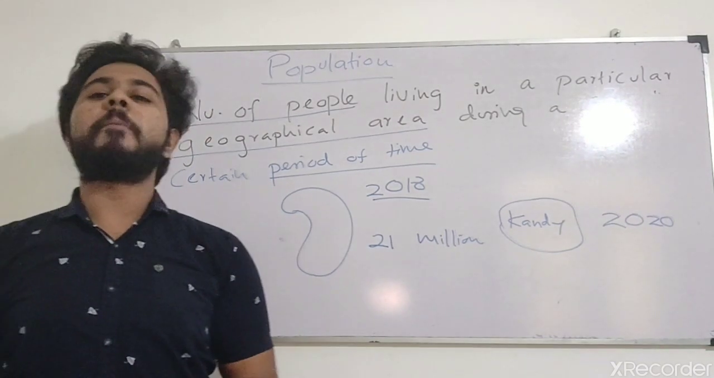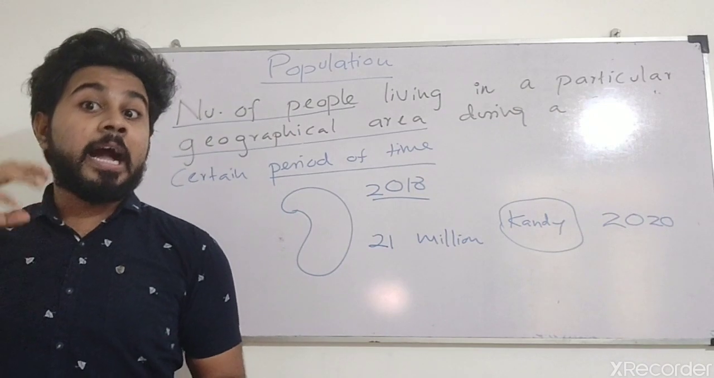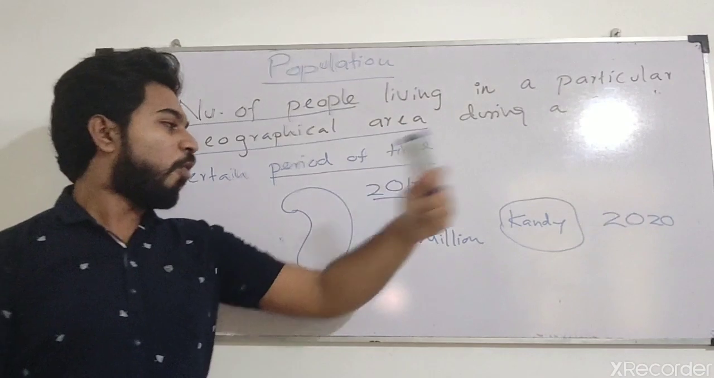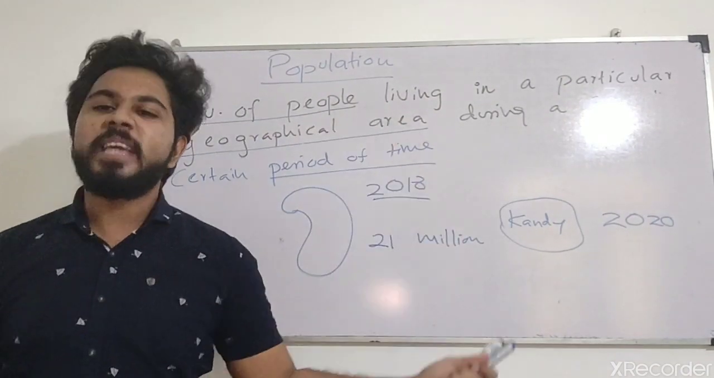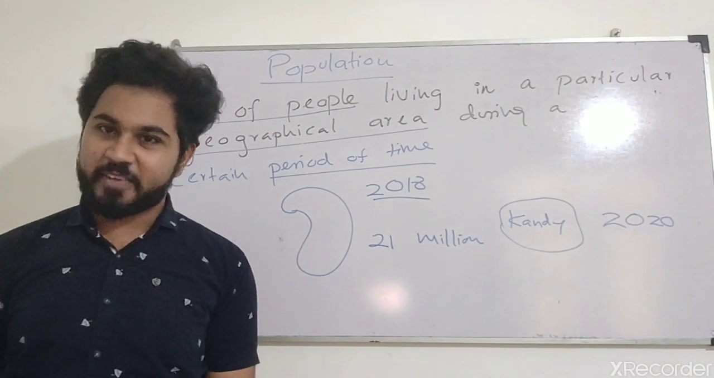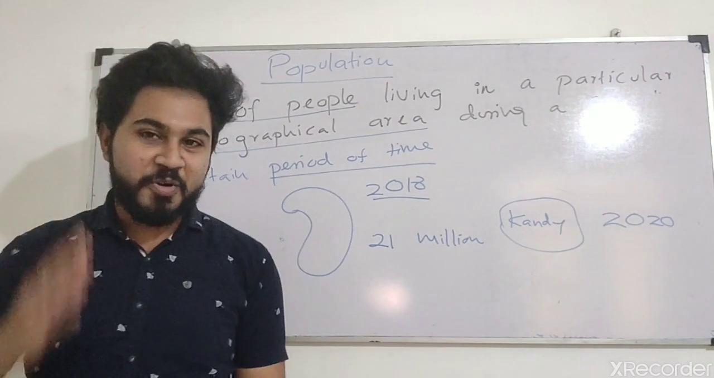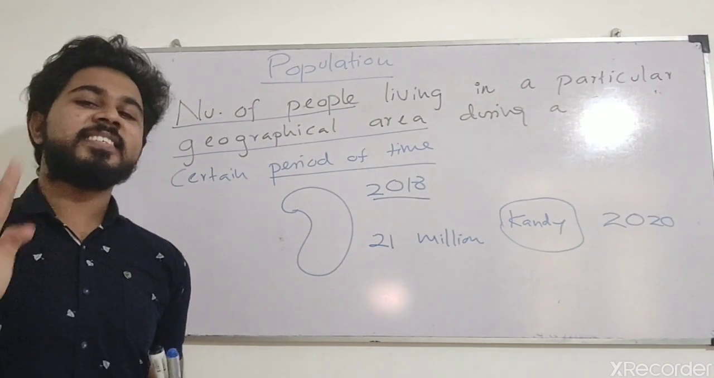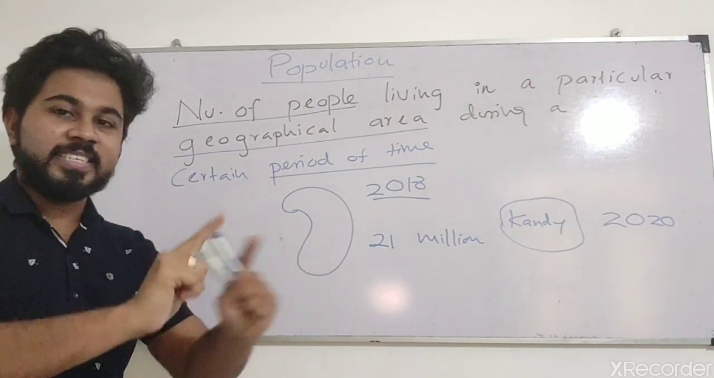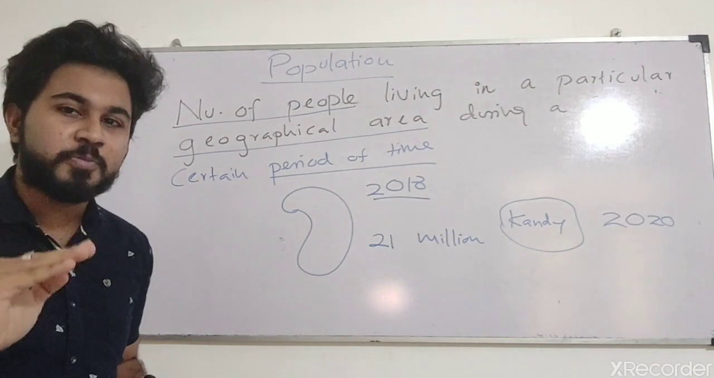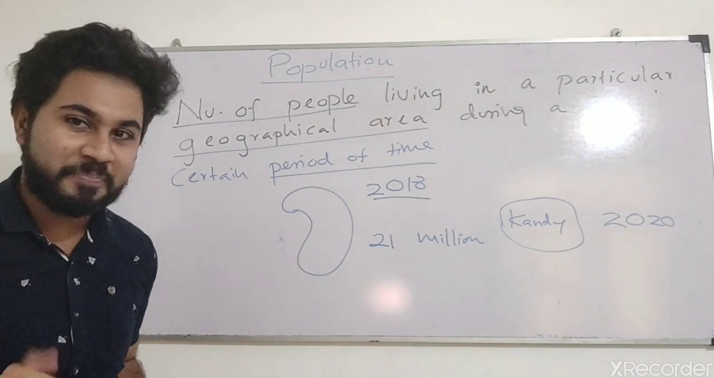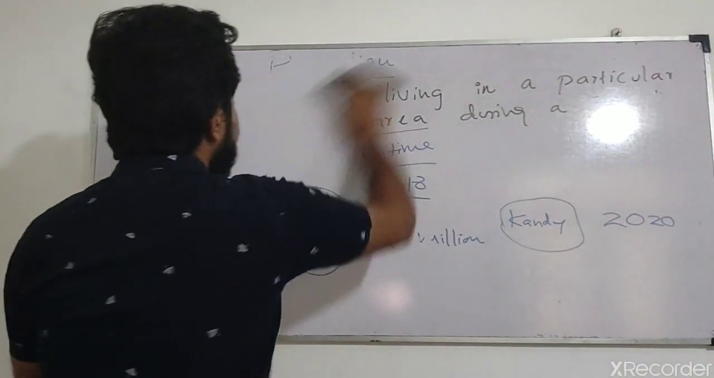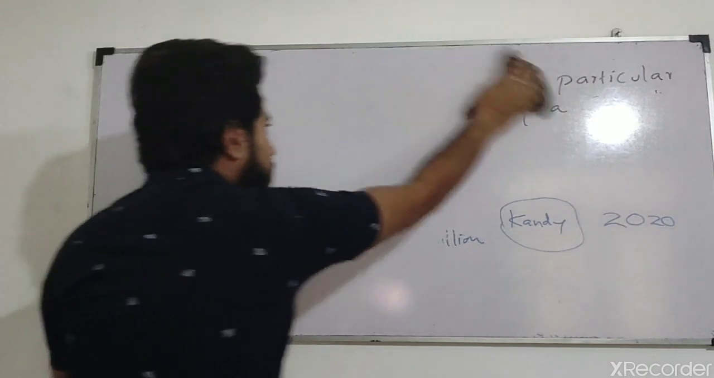Therefore, when defining population, it is not compulsory to limit it only to a country or only to a city. It can be any kind of geographical area. So I think the population concept is very clear for you: the number of people living in a certain geographical area during a specific period of time. Super. Now let's move to the next important part of this population introduction.